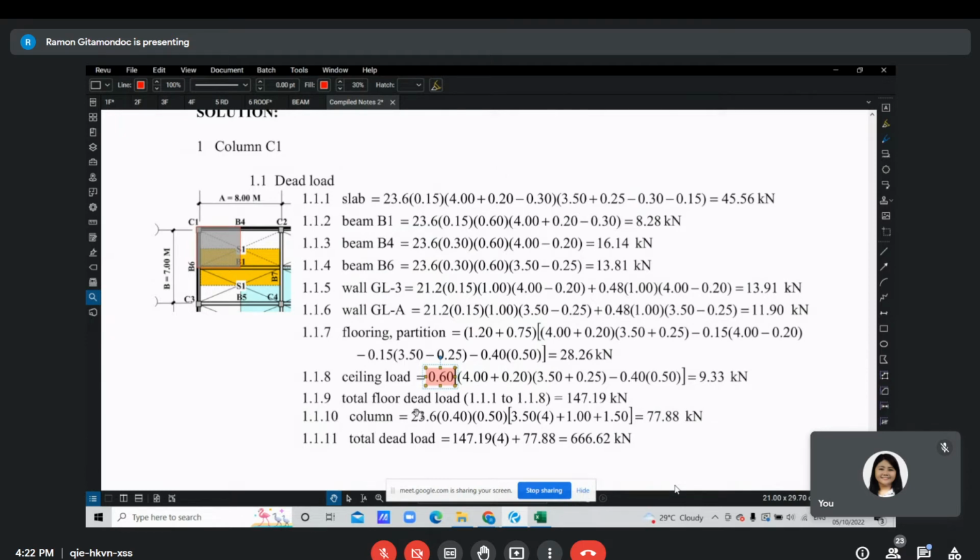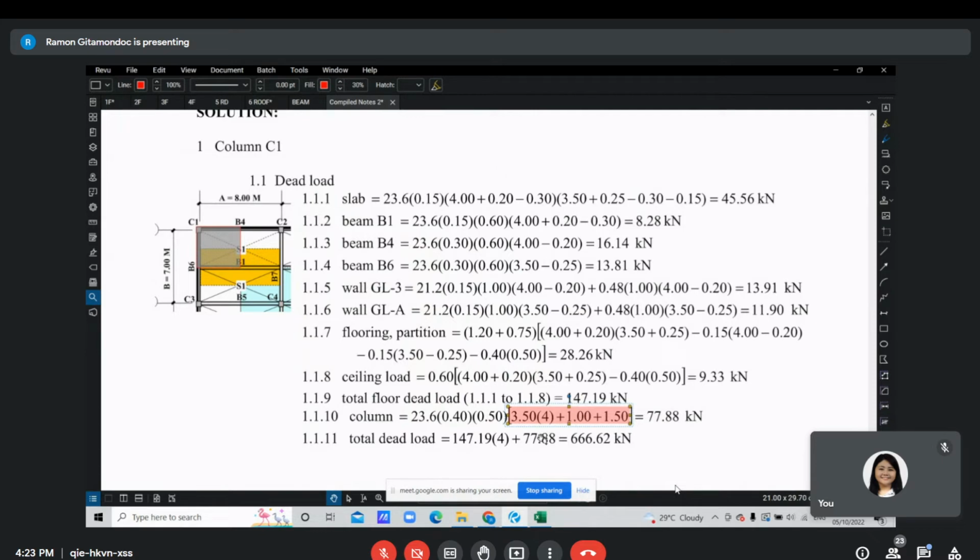And for the total floor dead load, we just add from item 1.1 to 1.8. So we get a total of 147.19. Now for the weight of the column, you have the unit weight of concrete, 23.6, multiplied by the dimension of the column, 0.4 by 0.5, then multiplied by the height of the column.